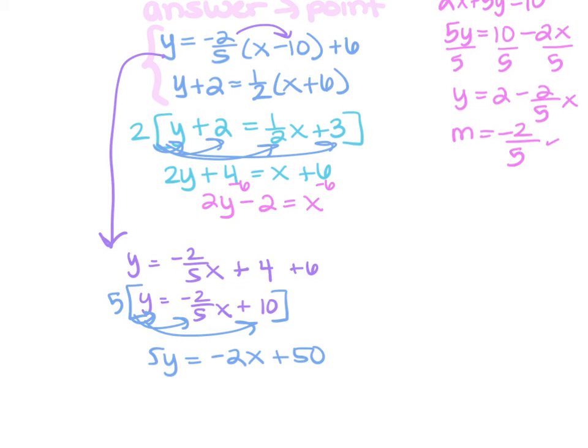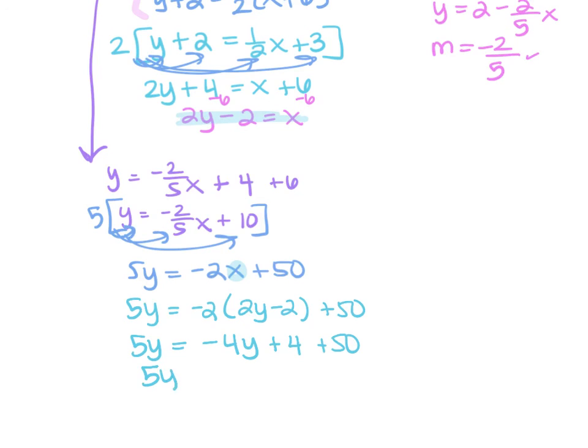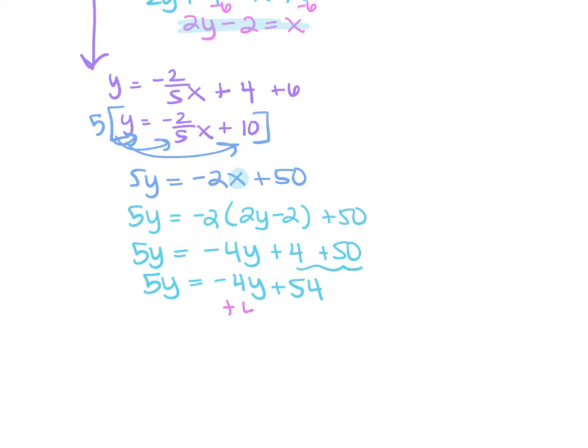Okay, and I'll take what I had solved for x up here. I'll plug that in here. 5y is equal to -2 times x, which is 2y - 2, plus 50. 5y is equal to, let's distribute, -4y + 4 + 50. 5y is equal to -4y, if I add 4 and 50, plus 54. Let's add 4y to both sides. 9y is equal to 54. Dividing both sides by 9, y is equal to 6.